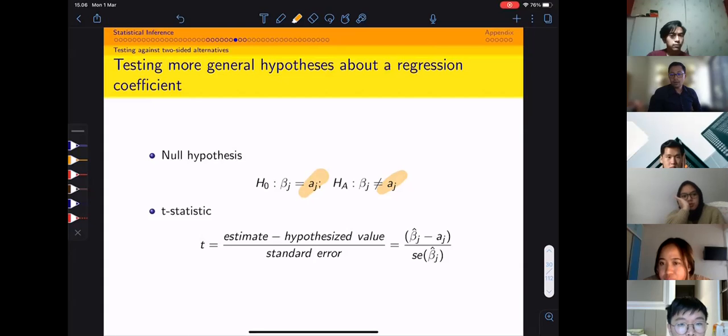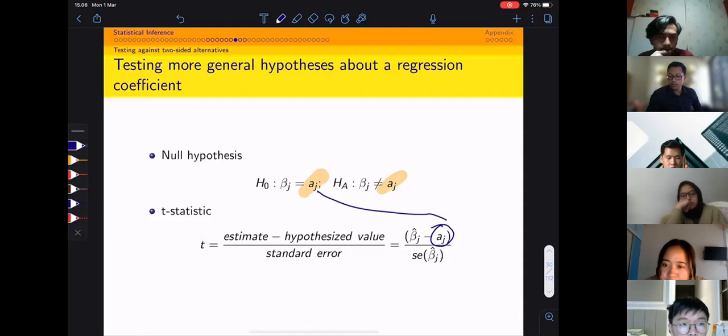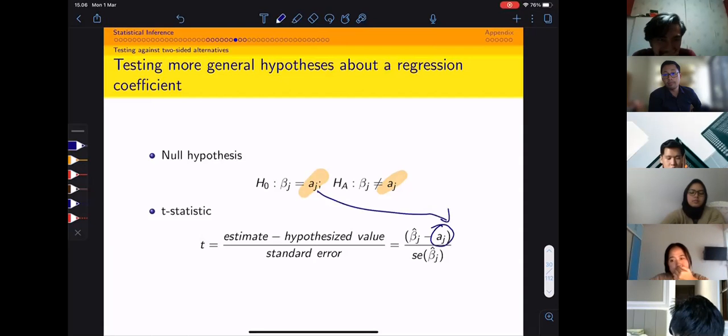Okay. So the t statistic is going to be a bit different. Instead of just subtracting 0, we're going to subtract the assumed value of the parameter in the null hypothesis. And so since the assumed value of beta j in the population is aj, then we're going to subtract aj from beta hat j. Okay, so there is no difference in the standard error, since the standard error is the one that we get from the estimation.